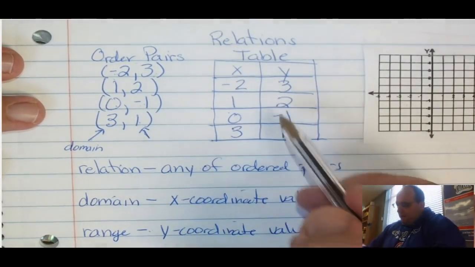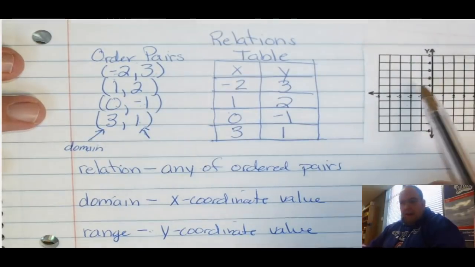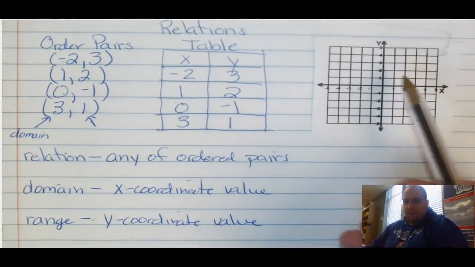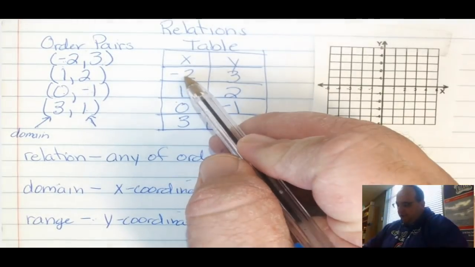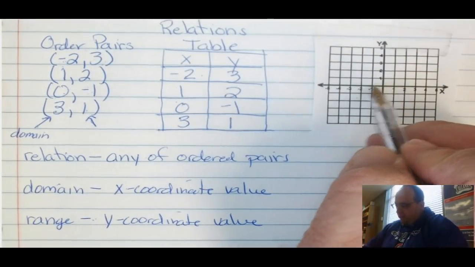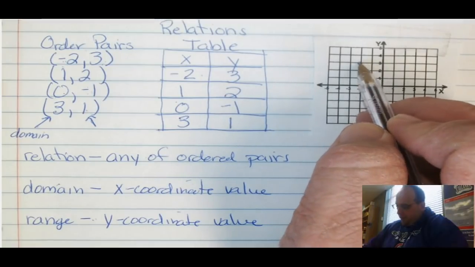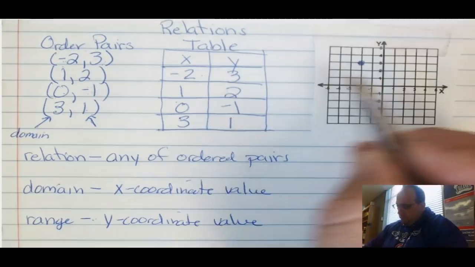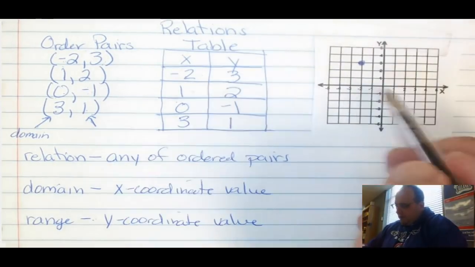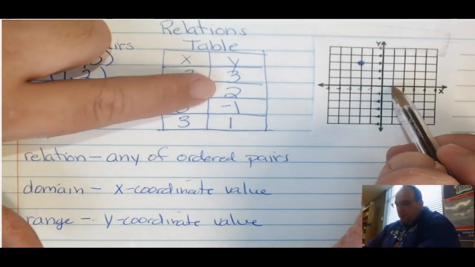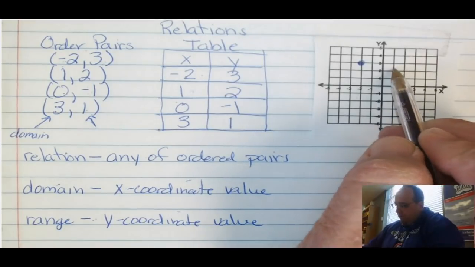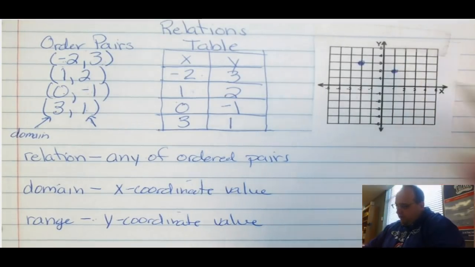Now after we have it on a table, and I have the ordered pair, I can go ahead and graph it if I so choose. So I'm going to go ahead and graph -2, 3, so I go to where x value is -2, I'm going to go up to where y is 3, and I'm going to put a point right there. Okay. I'm going to go ahead and do the same thing for this one. I'm going to go where x is 1, then I'm going to go where y is 2. So I'm going to go up to 2. I'm going to put another point.